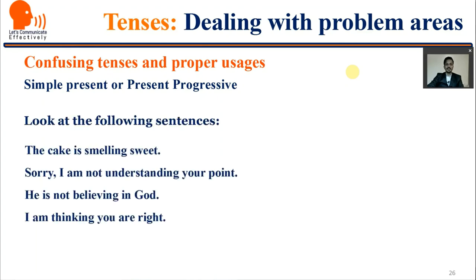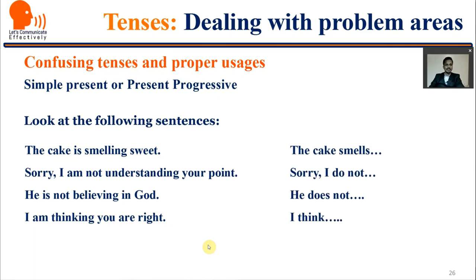The cake is smelling sweet. Sorry, I am not understanding your point. He is not believing in God. I am thinking you are right. I hope you must have sensed something is wrong in these sentences. What is wrong? These verbs are always in simple form. The cake smells sweet. Sorry, I do not understand your point.